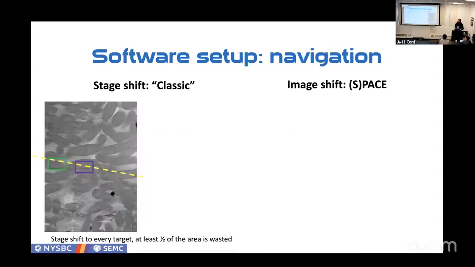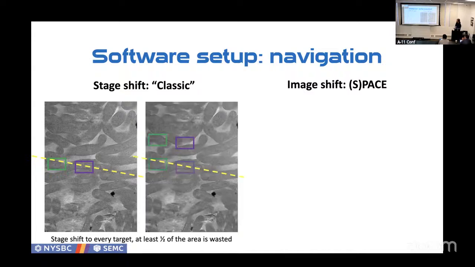So in the classic way of collecting data, as I mentioned, you will have your acquisition tilt series and tracking tilt series. And then if you want to collect more data, you will move, say, further away to an undamaged region, and start collecting there, but you'll need another tracking tilt series. This is rather slow because you only collect one tilt series at a time.